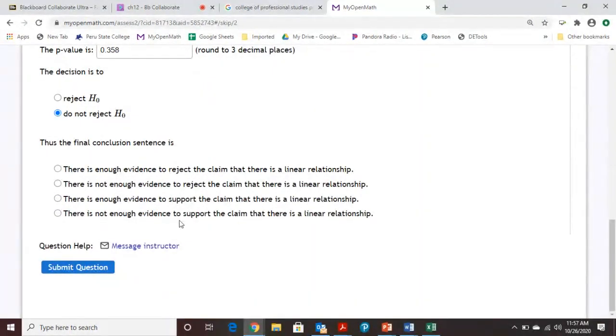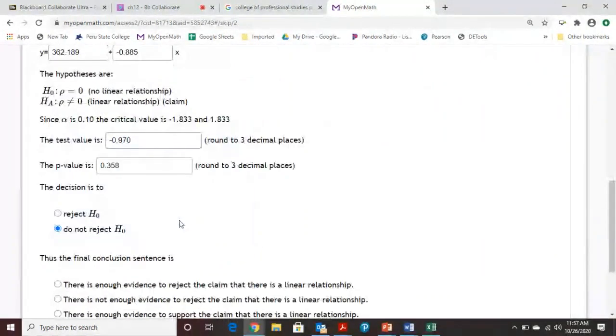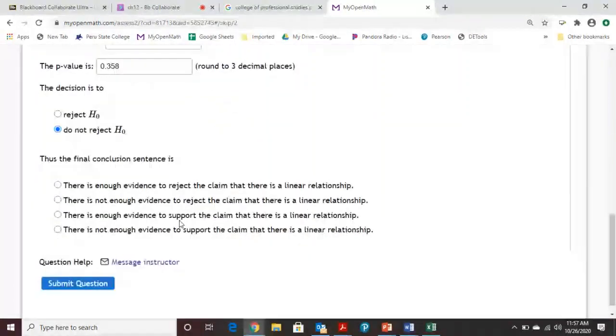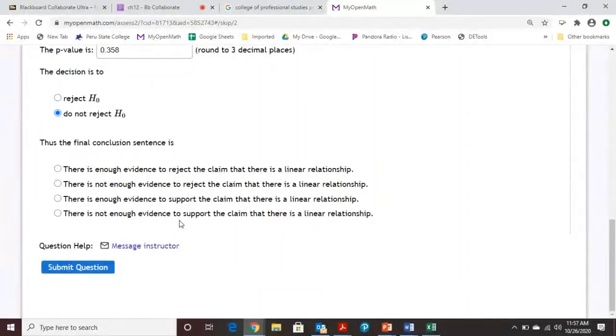This is, again, where it's important to know what your claim is. Our claim, I believe, was that there was a relationship, right? So we think there is a relationship. So that means there is enough evidence to reject the claim. You never reject an alternative hypothesis, so that one doesn't even make sense. There is not enough evidence to reject the claim. Again, that one makes no sense because our claim was the alternative. The first two would be if your claim was the null hypothesis. The third one says there is enough evidence to support our claim. Nope. The answer is the last one. There's not enough evidence to support our claim.